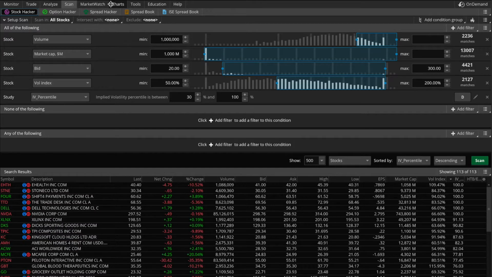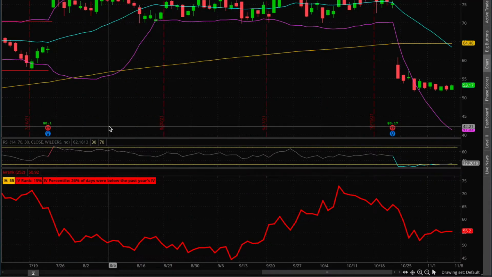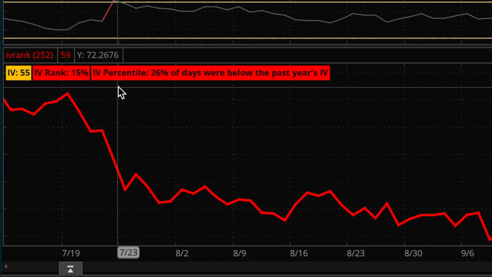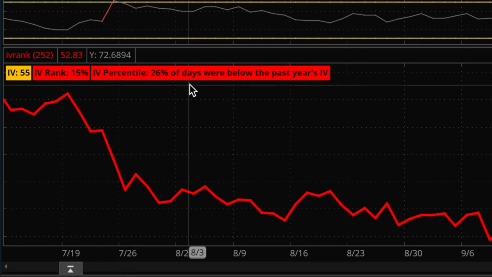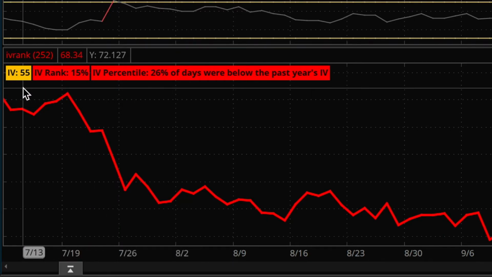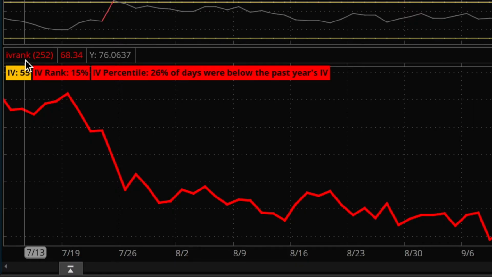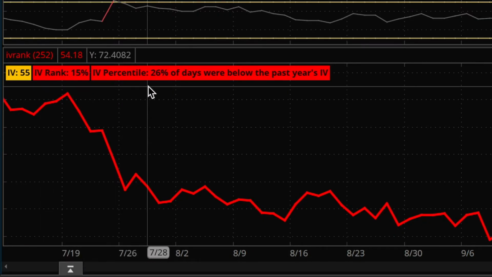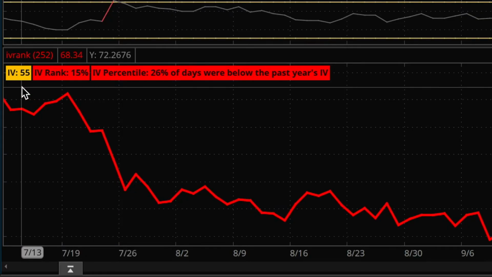So if we come back to the charts real quick here, and down below in the implied volatility chart, you can see IV rank 15%, IV percentile 26%. And then also on the far left, the actual current level of implied volatility for Snapchat is 55%. So this one here, this is the vol index, right, that I showed you earlier.